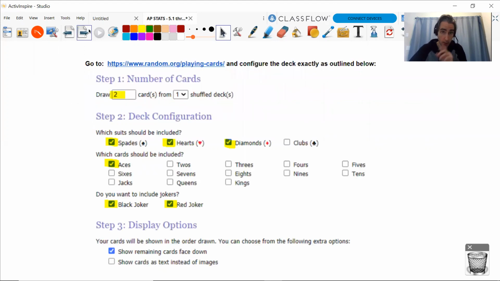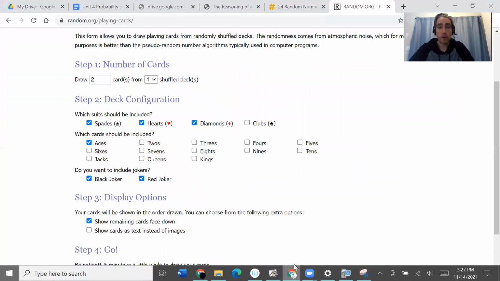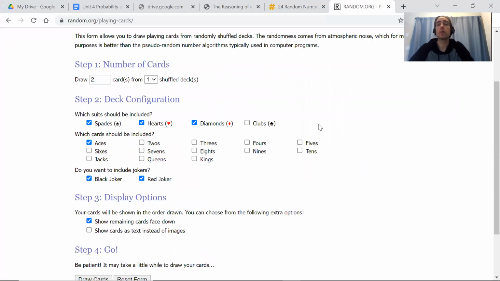You're going to set up your cards like this. You're going to go to random.org/playing-cards. I'm going to draw 2 cards from 1 deck, include 3 of the 4 suits since we want 3 aces, and only check aces and check both the jokers so you can get 2 jokers. And then make sure that that's show remaining cards face down. So I've got that set up. We're going to go ahead and get started.